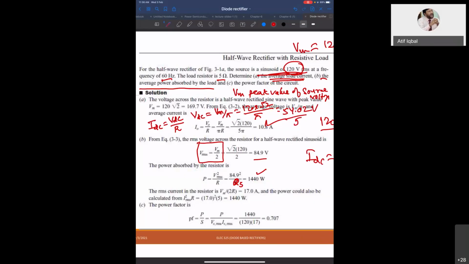And then the power factor of the current. You see, power factor we always calculate using this formula.